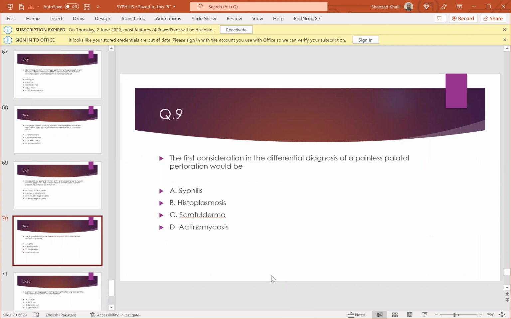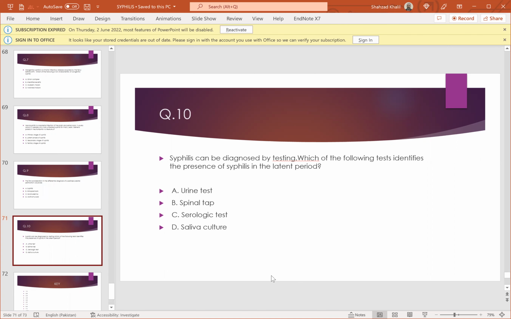The first consideration in the differential diagnosis of a painless palatal perforation would be syphilis, histoplasmosis, scleroderma, or actinomycosis. A is correct, because there is gumma formation, as it is a presentation of late syphilis. So it could be a painless palatal perforation if there is a gumma formation there. A is the correct answer.